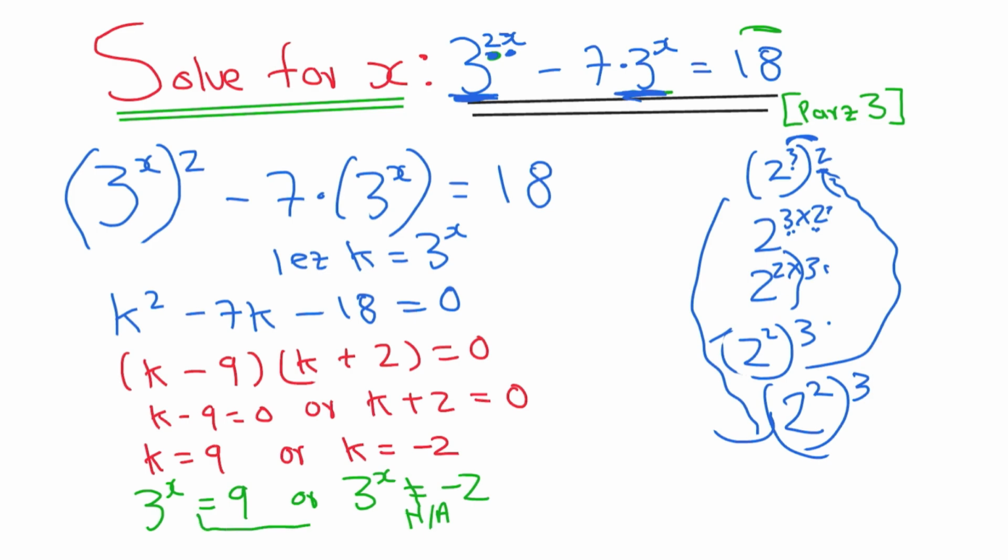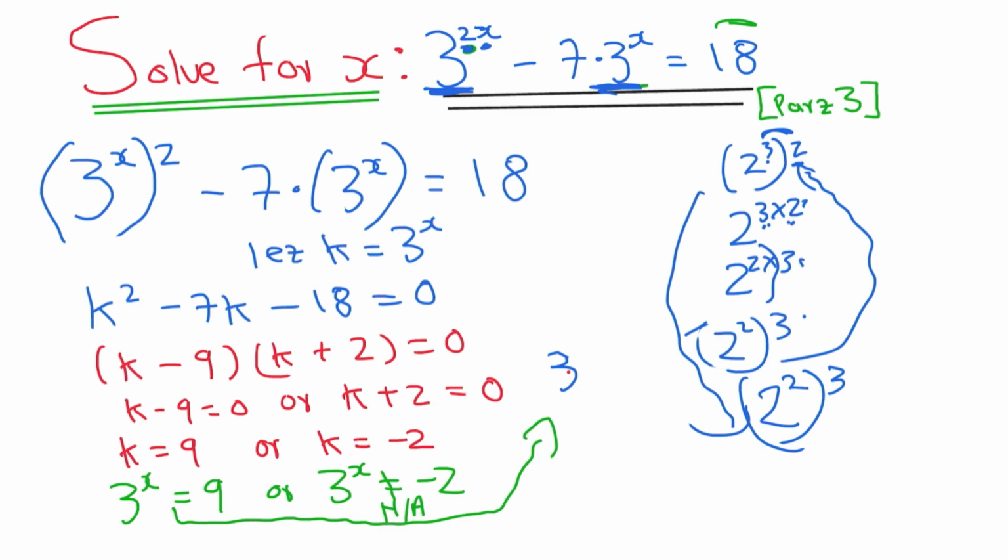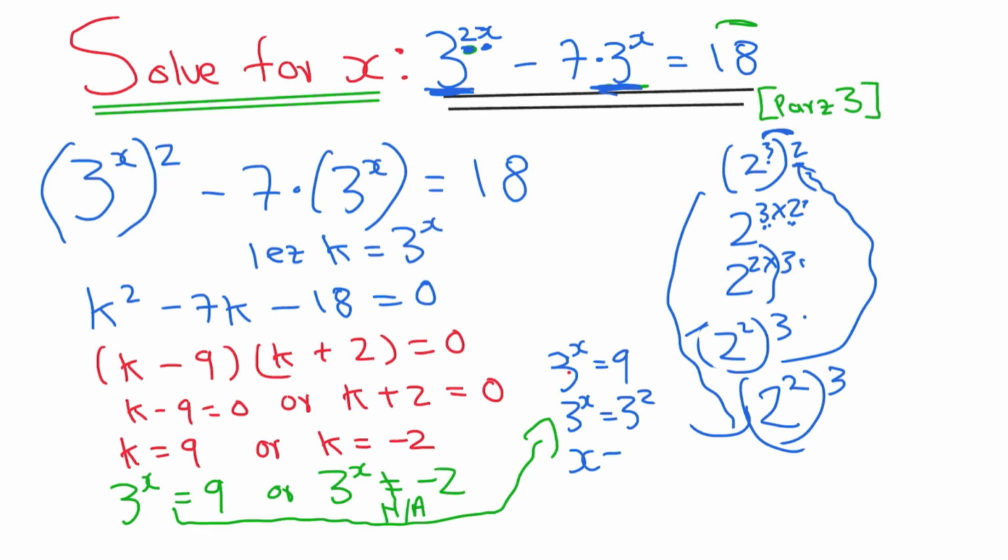Now I will continue this here, right? When you have 3 to the exponent x equal to 9, 9 can be changed to what? To 3 to the exponent 2. So I'll say 3 to the exponent x equals 3 to the exponent 2. Remember, when the bases are the same, you can equate the exponent. So you just say x is equal to 2. And yippee, we got our solution.